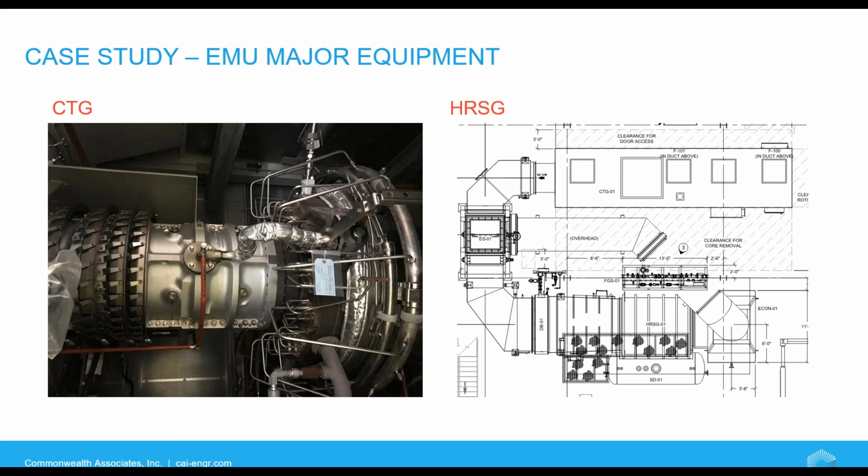So as I've mentioned a few times already, the new equipment consisted of a new Solar Taurus 70. And the fired HRSG was manufactured by E-Tech. The picture on the left is inside the new Solar Taurus 70 enclosure. And then on the right, you see a site plan of its placement along with the HRSG just below it and the ductwork connecting them.